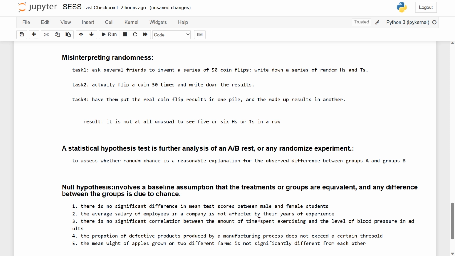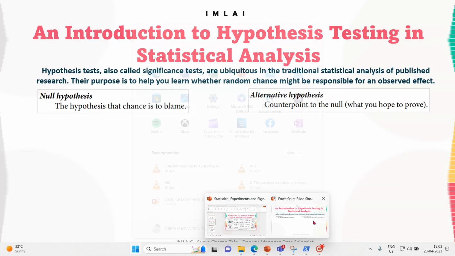In each of these examples, the null hypothesis assumes that there is no significant difference or relationship between the variables being studied. The alternative hypothesis, on the other hand, represents the opposite of the null hypothesis and asserts that there is a significant difference or relationship between the variables. By conducting statistical tests and analyzing the data, researchers can determine whether the null hypothesis can be rejected or confirmed. So that's our null hypothesis. Now let's look into the alternative hypothesis quickly, and we'll come back for the respective examples.